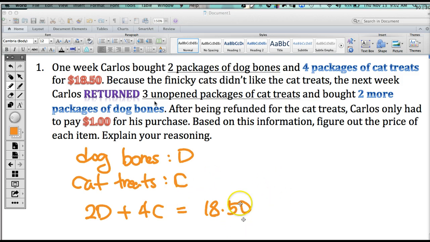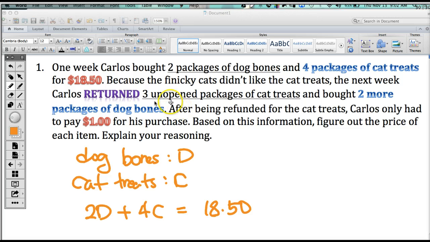Now, from here, what we're going to do is he found out that the cats didn't like the cat treats, right? And so sometimes that happens. If you have cat food and you gotta return it, right? But the stores usually don't take it if you open up the package, right?